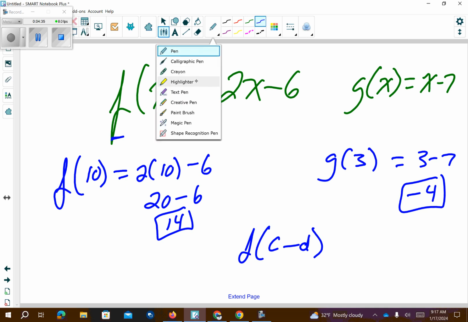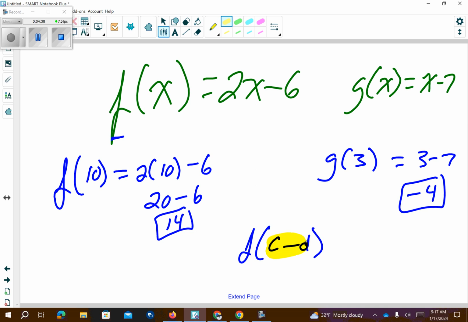So it looks obscure. It's like, wait, this doesn't really take place. This means I'm going to replace x with c minus d. So this would be 2 parentheses minus 6. That's where x used to live.